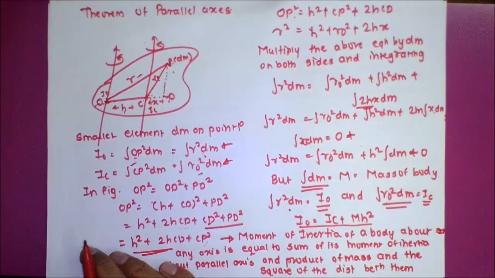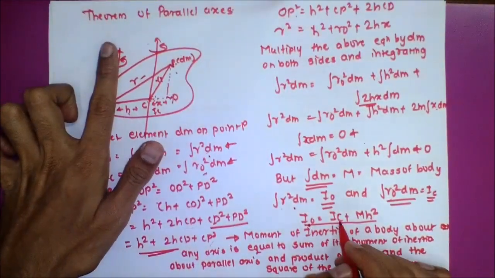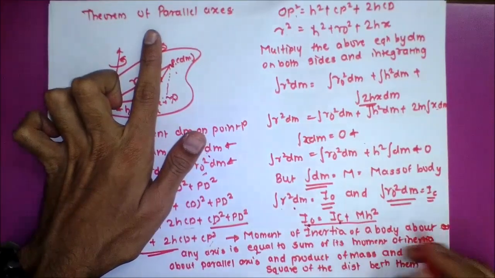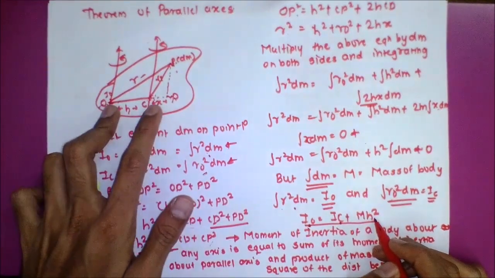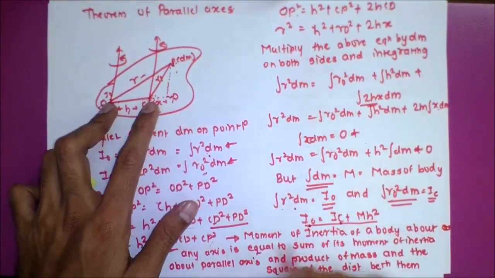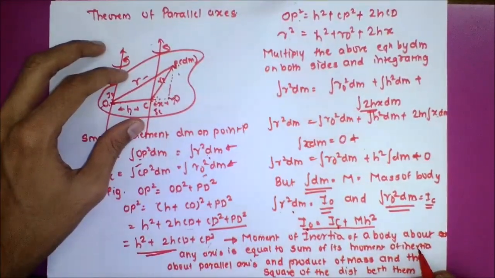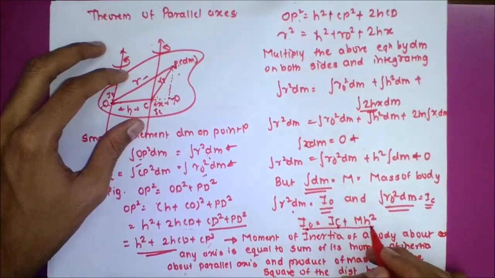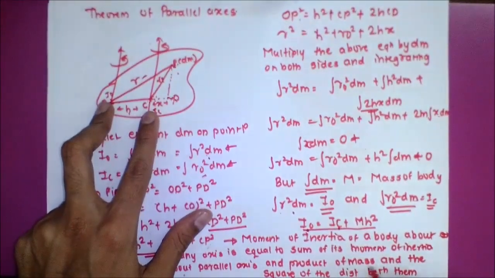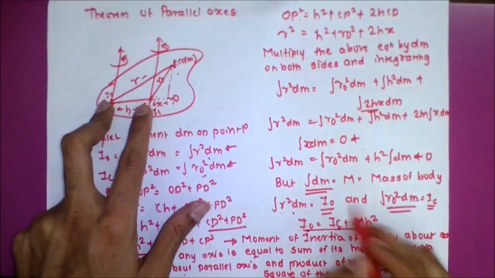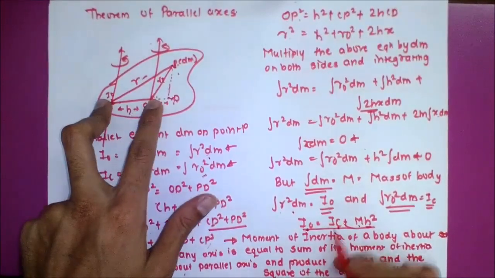I naught is equal to IC plus Mh square, where I naught is the rotational inertia for the first axis, IC is the rotational inertia for the second axis, and this is plus the product of the mass and the square of the distance h between the two parallel axes. So the moment of inertia of any body about any axis is equal to the sum of its moment of inertia about the parallel axis, that is IC, and the product of the mass and the square of the distance h between them.